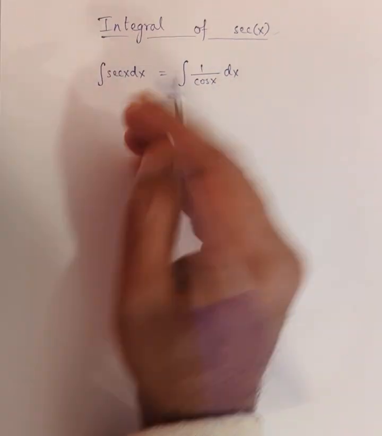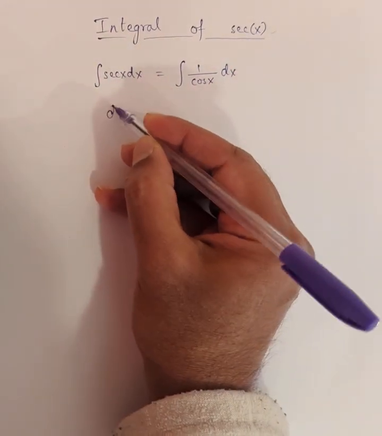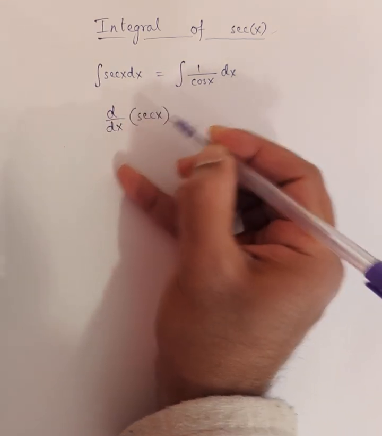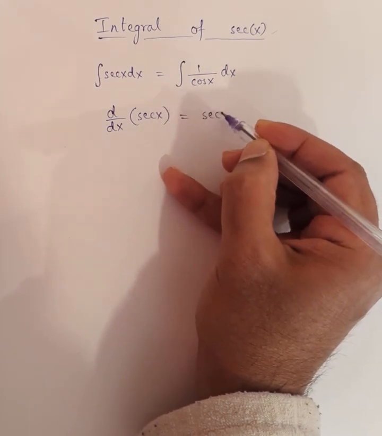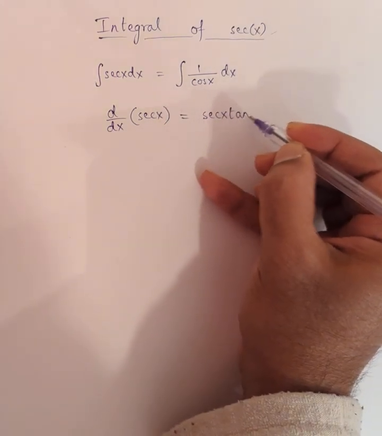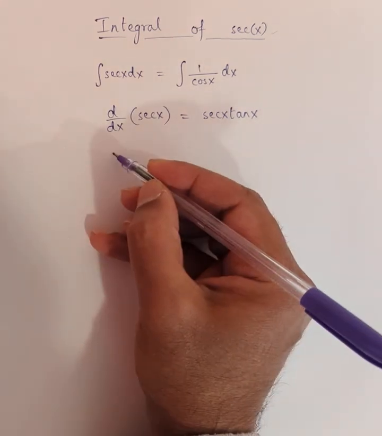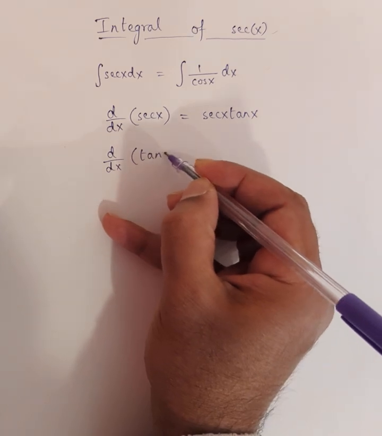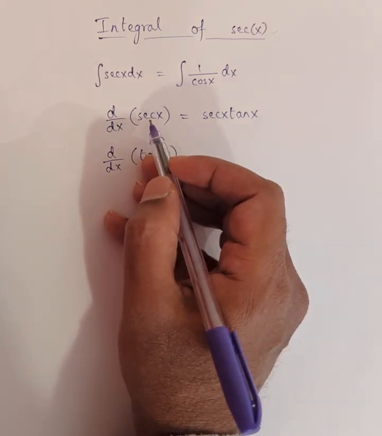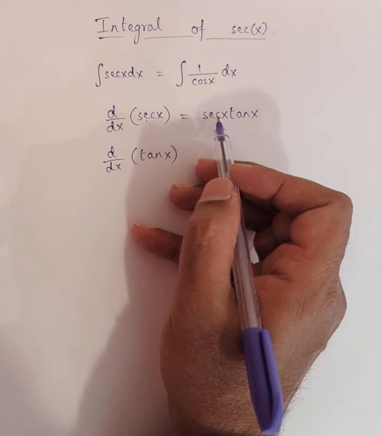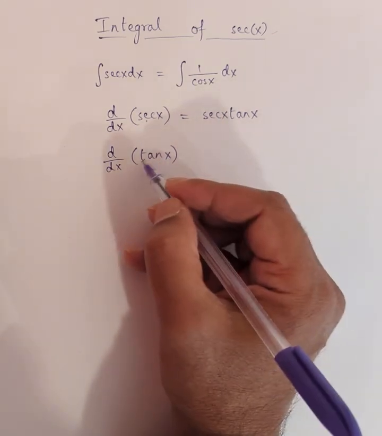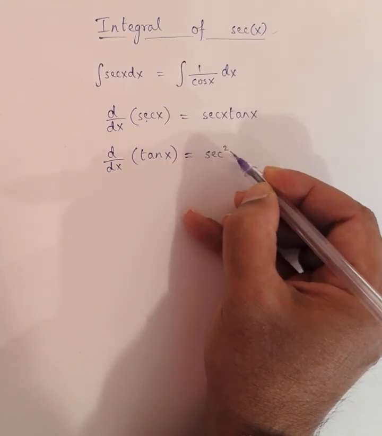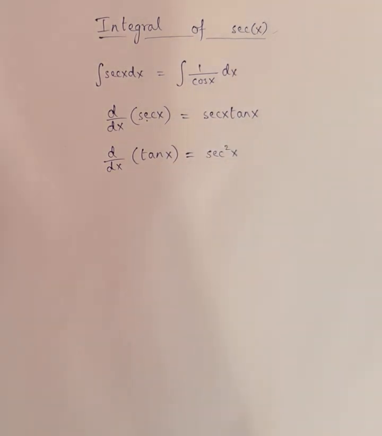On the other hand, notice that when you take the derivative of secant x, what you get is secant x tan x. So that's something we want to remember. And if you take the derivative of tan x, so the derivative of secant x involves both secant x and tan x, and the derivative of tan x involves secant square x. It's secant square x. So here is the idea.